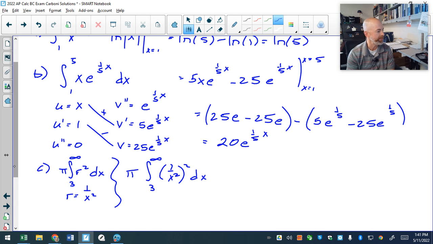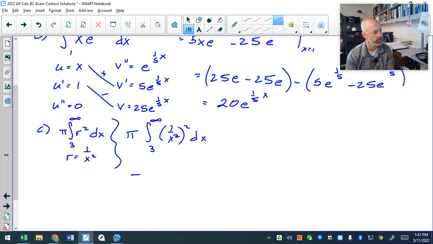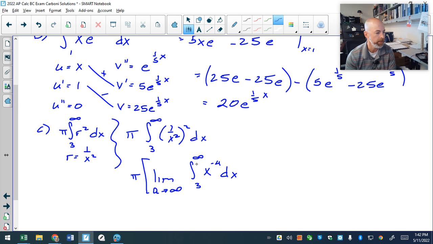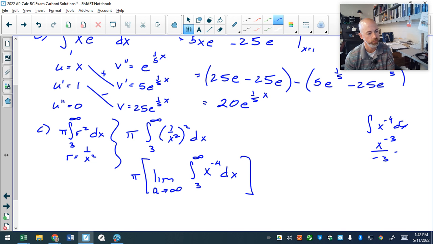Now, to solve an improper integral, you need to first write it as a limit. Limit as a goes to infinity, 3 to a of, and let's see, for this antiderivative, that would be x to the negative 4th dx. So 1 over x squared squared is 1 over x to the 4th. Bring that x up. And the antiderivative of x to the negative 4 is x to negative 3 over negative 3, which is negative 1 over 3x cubed.